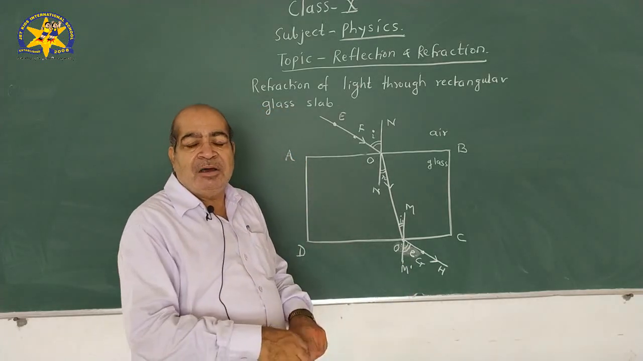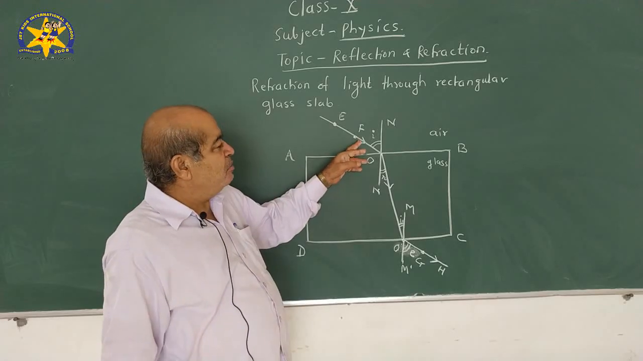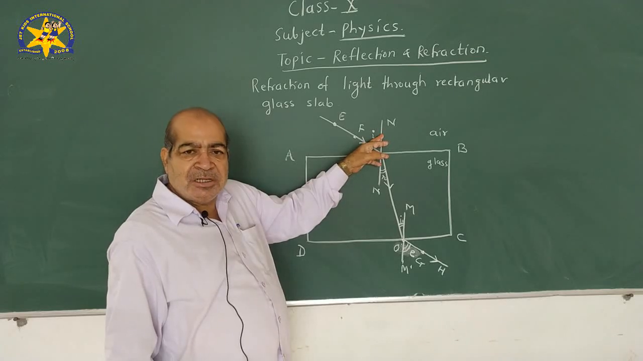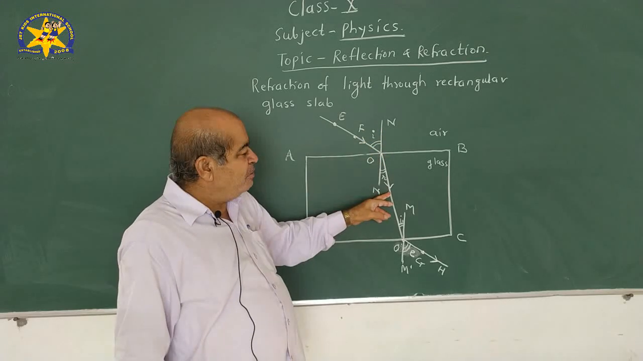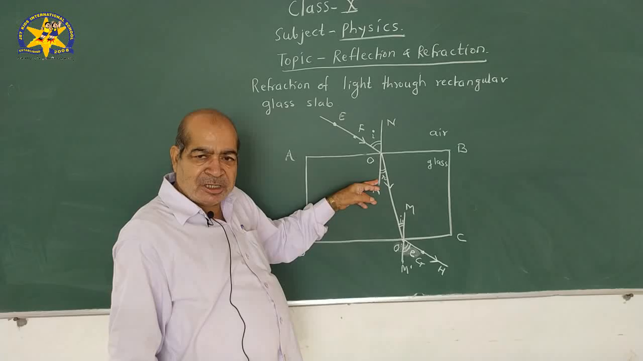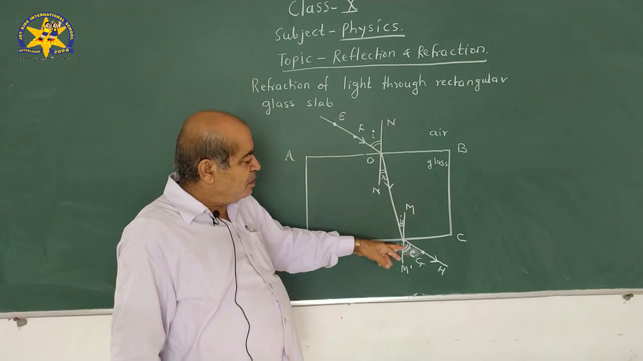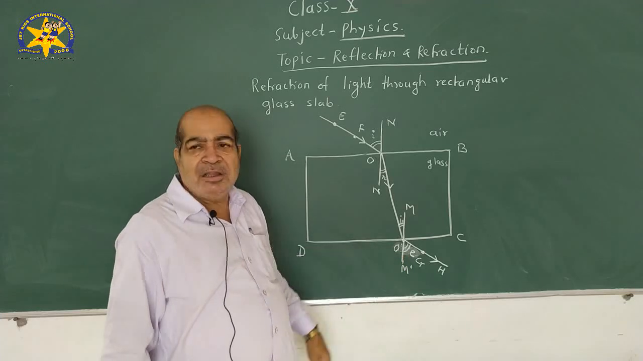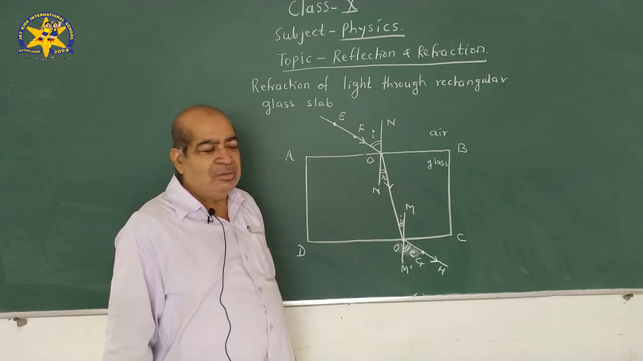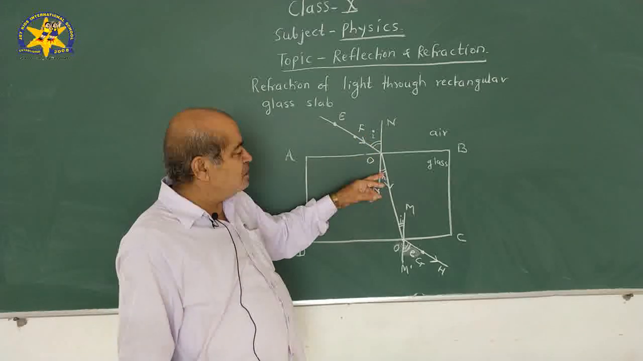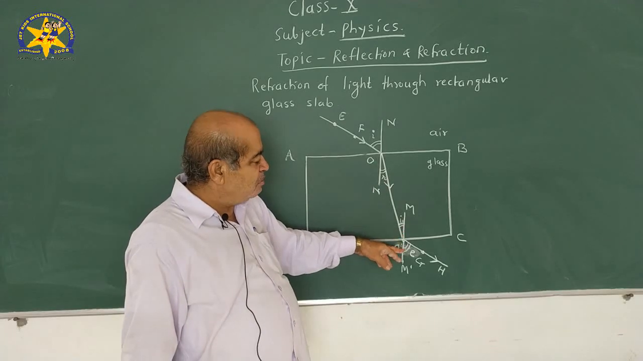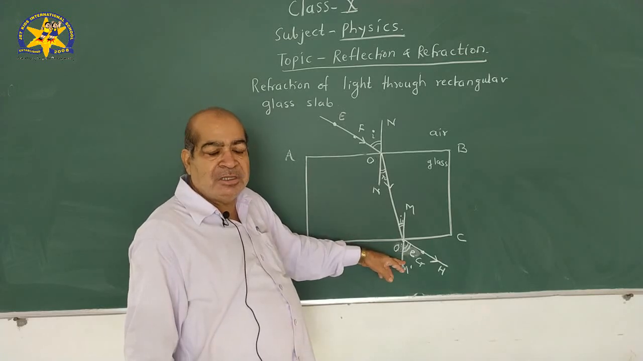So what is the angle of incidence? The angle between the incident ray and the normal is called the angle of incidence. The angle between the refracted ray and the normal is called the angle of refraction, and the angle between the emergent ray and the normal is called the angle of emergence.